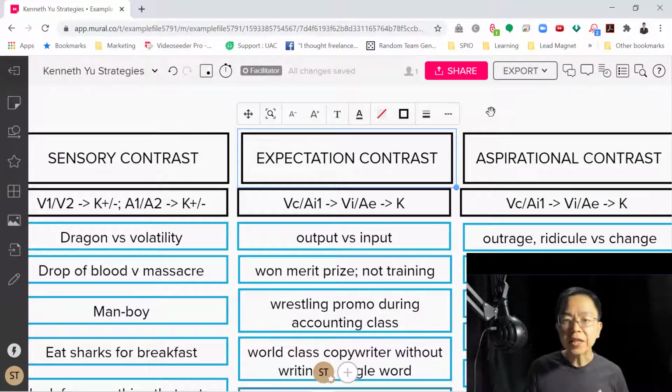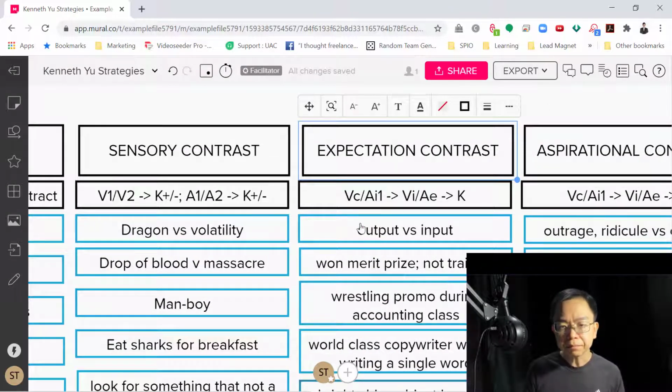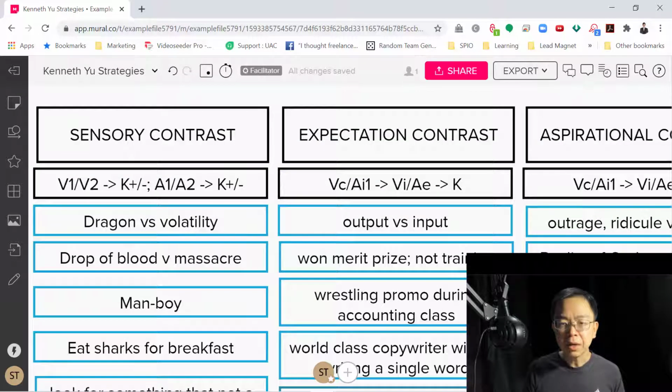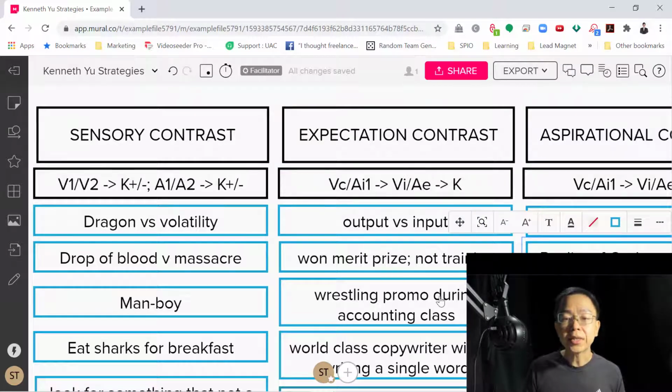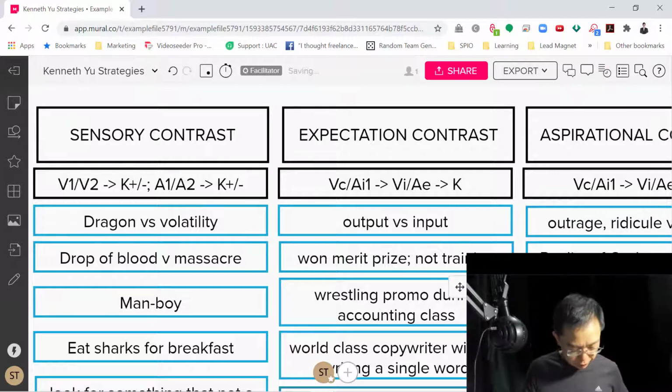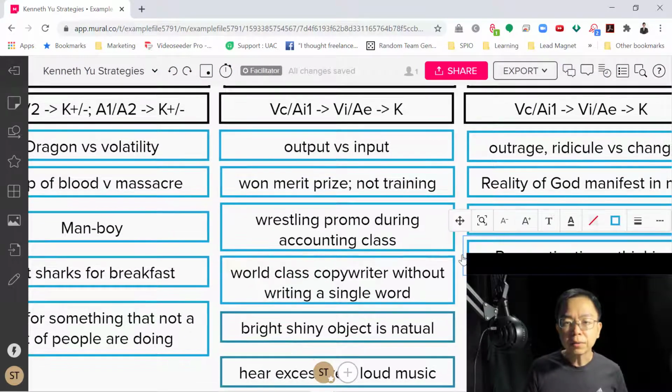In terms of aspirational contrast, we're looking at output versus input, right? So he says, surely I need to have more input in order to have more output. That's why he talks about his reading. I won a merit prize by not training. I was writing a promotion during accounting class. So the presence of this breaks your expectation of what an accounting class should be. And in fact, it gives you the sense, by implication, that he was quite rebellious.